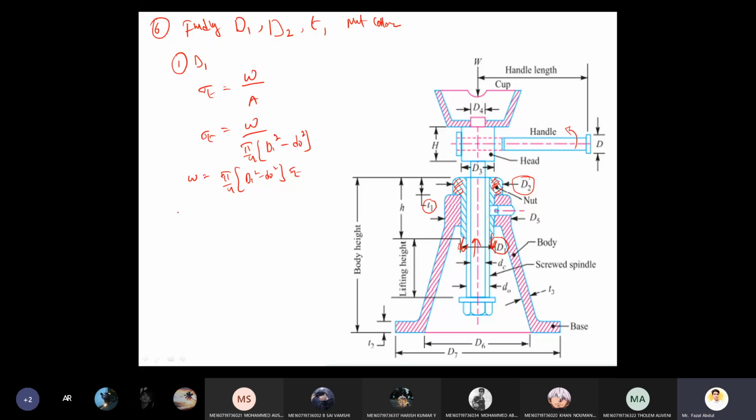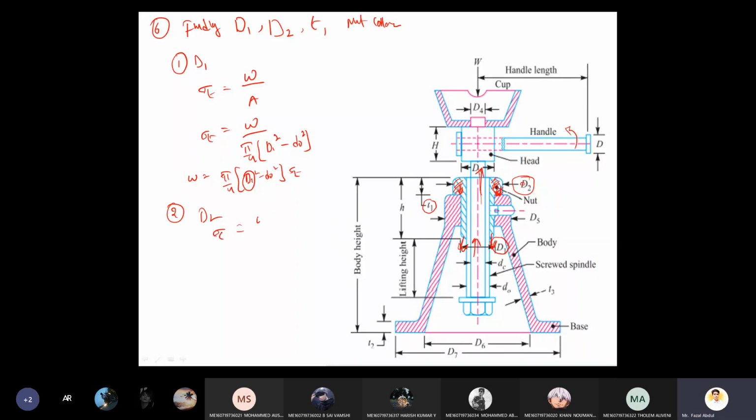Okay. And second point, d2 I am calculating. So d1 is determined here. Now second point, d2 I am calculating. So d2 means here, this screw is coming out here. The nut is going to be subjected to compressive force. So due to that, compressive stress is going to be involved here.